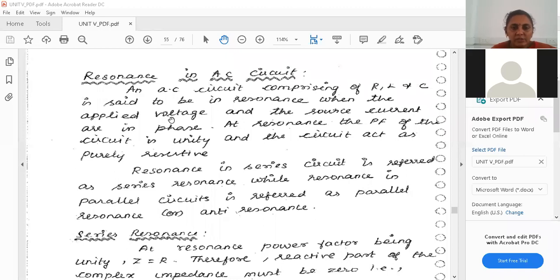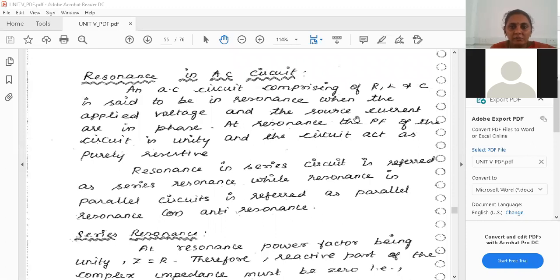Usually the effect of inductance gets cancelled with the effect of capacitance, and the RLC circuit will behave like a pure resistive circuit. This is what is happening in a resonance circuit. The main application of a resonance circuit is tuned circuits. Here we can tune the frequency of the LC circuits. This is a very important application of resonance circuits.